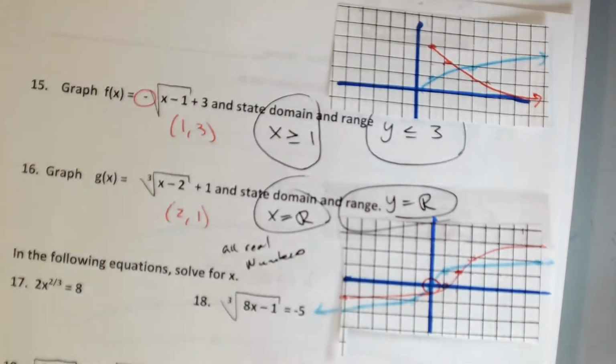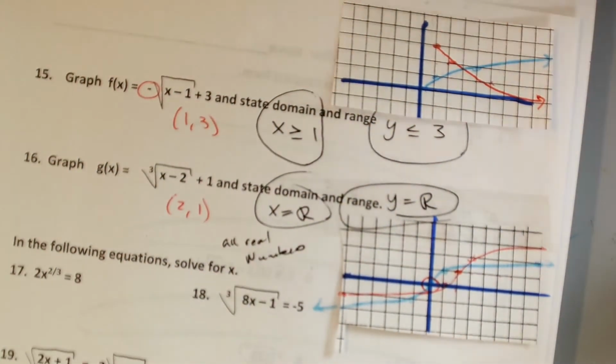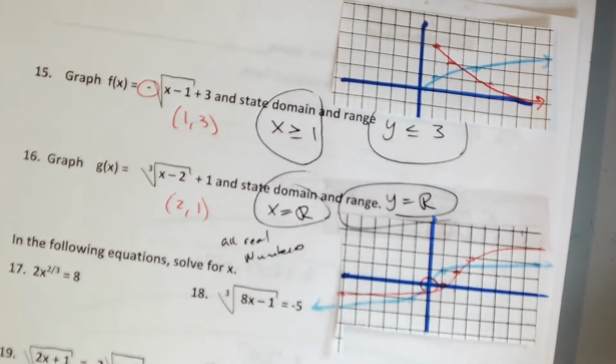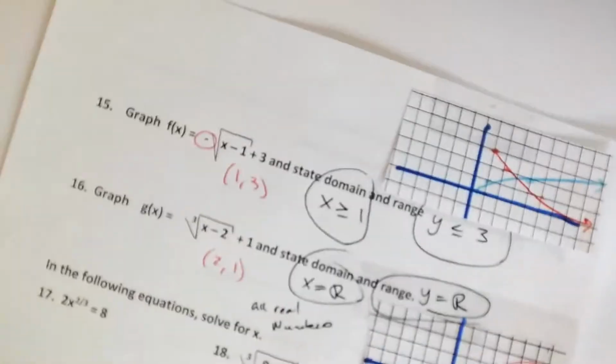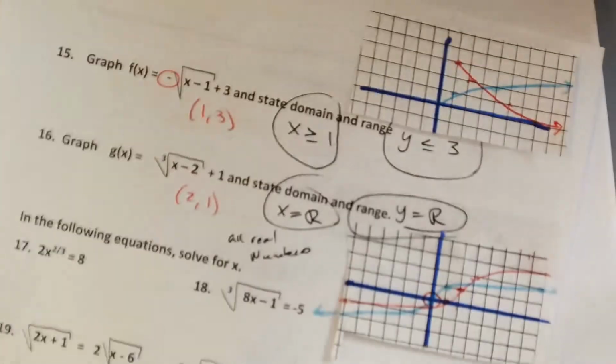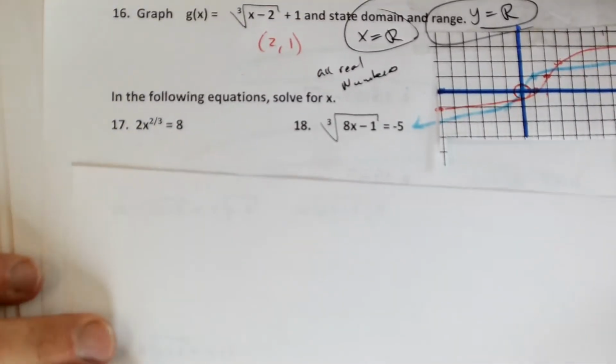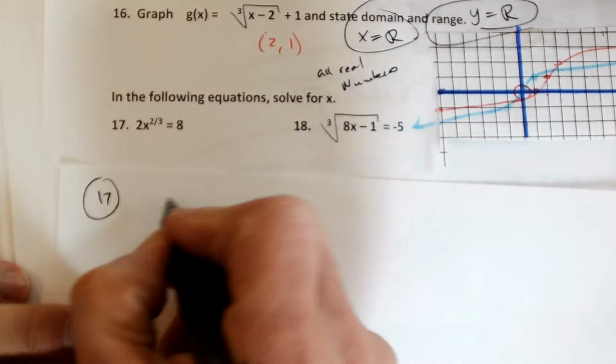Okay. All right, let's take a look at 17. We want to solve for x. So I might need some extra paper to do some of these. I'm just going to get some scratch paper out, and we'll do 17 and 18 on a different piece of paper so we have room to do them.